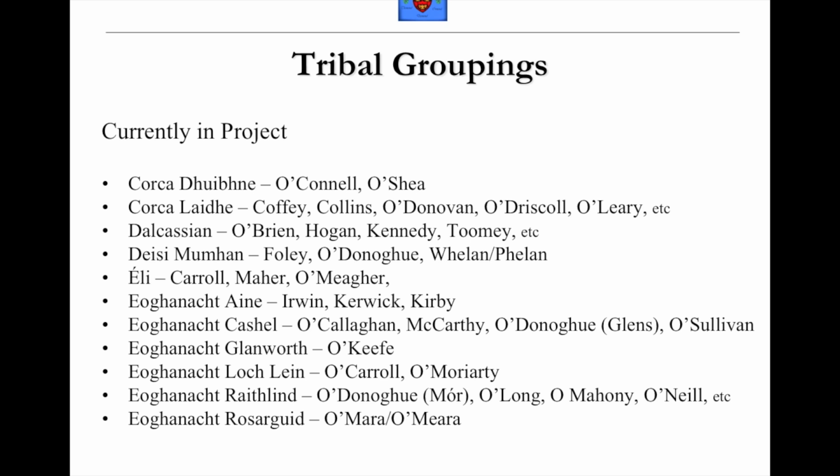Then the Déisi Moon: the Foleys, O'Donohues, the Whelans, or O'Fuelons. And then the Eli Carl, you've got Maher and O'Maher. The O'Donia, the Irwins, Kerwicks and Kirbys.